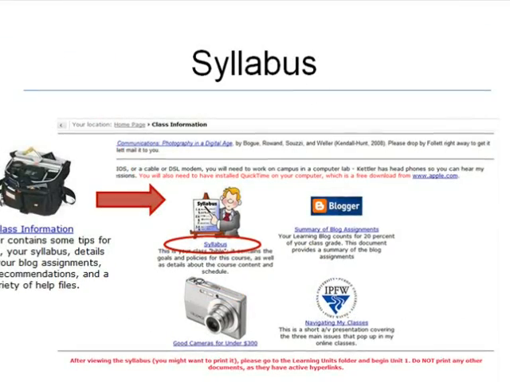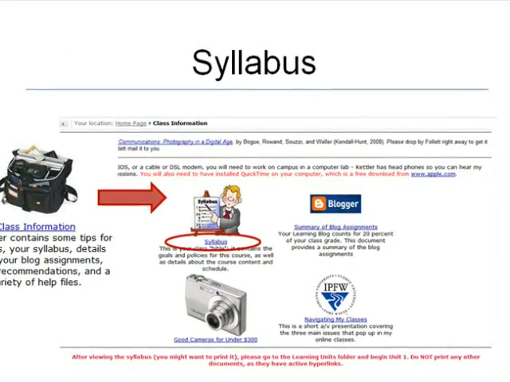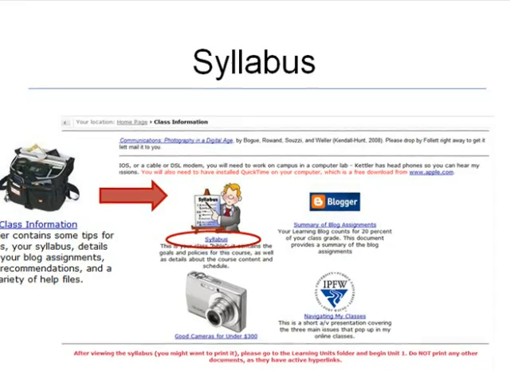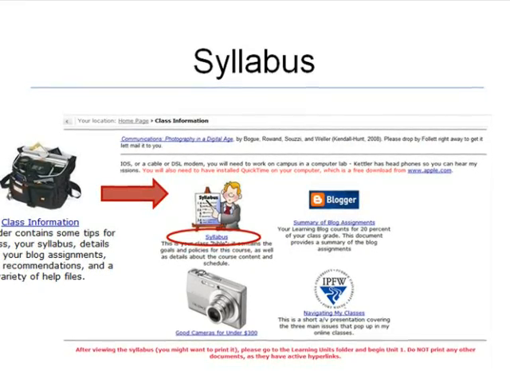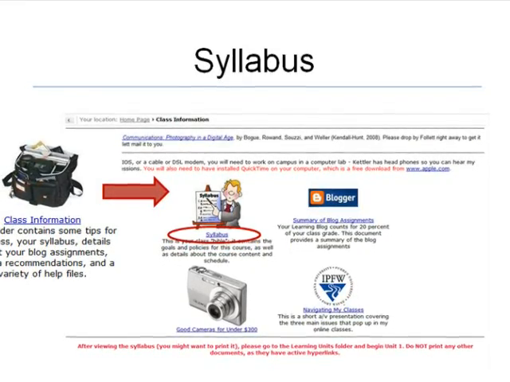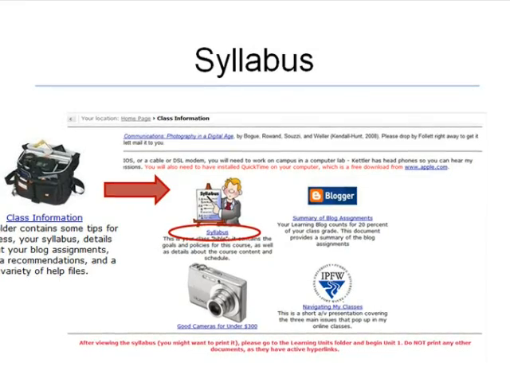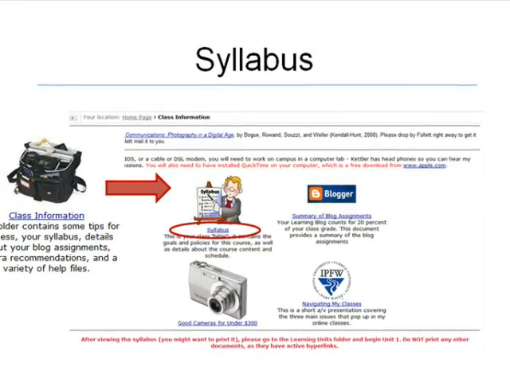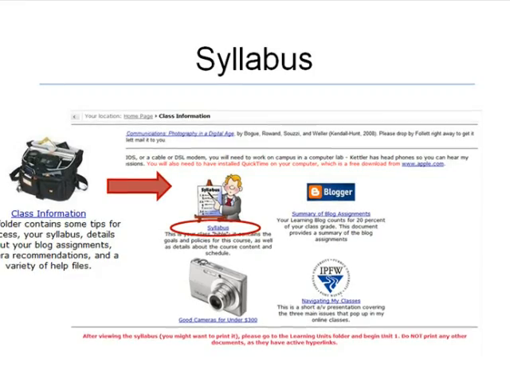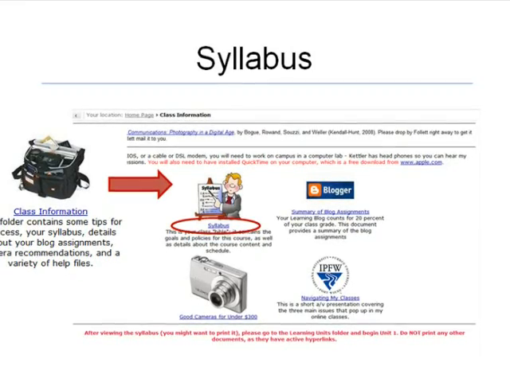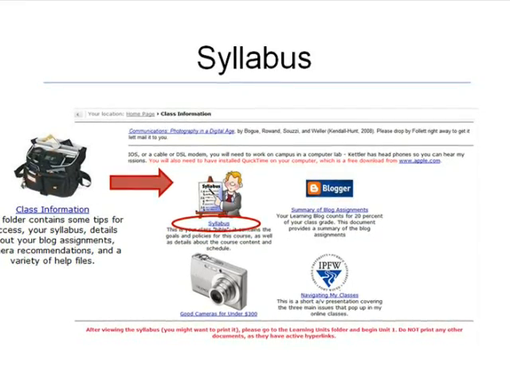The syllabus is a very key document, and it's found in this folder, the class information folder. You'll see some other material in here that I think should interest you and you should pay some attention to, particularly the item on how to find reasonably priced cameras for this class, cameras that will last you a very long time and do a wide variety of things in your own life. There's also a summary of the blog assignments.